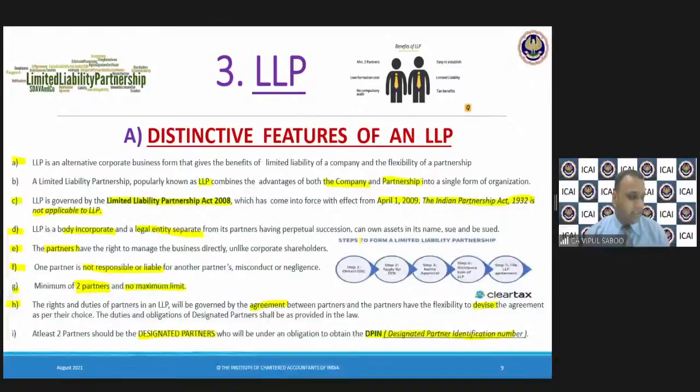Sir, is it necessary that all partners should be designated partners? No. Only 2 partners, Manish. At least 2 partners. Others are the normal partners. Designated partners are used like the working partner in the case of a partnership firm, or the managing director in the case of a company. It's the same, the designated partner. So at least 2 partners should be designated partners. More than 2 partners is the LLP's wish, the partners' joint wish. How many of them want to be the designated partners? Okay.